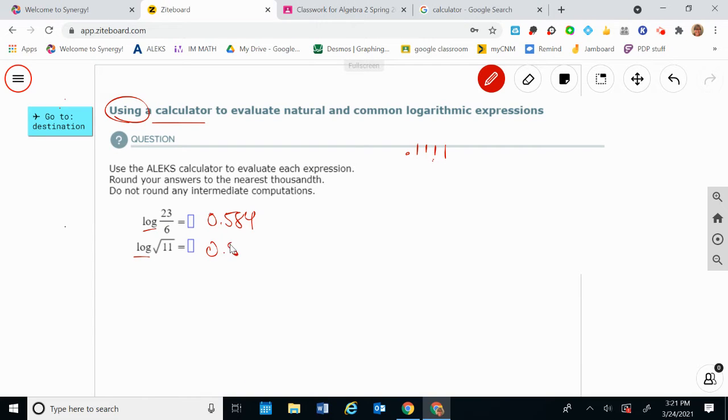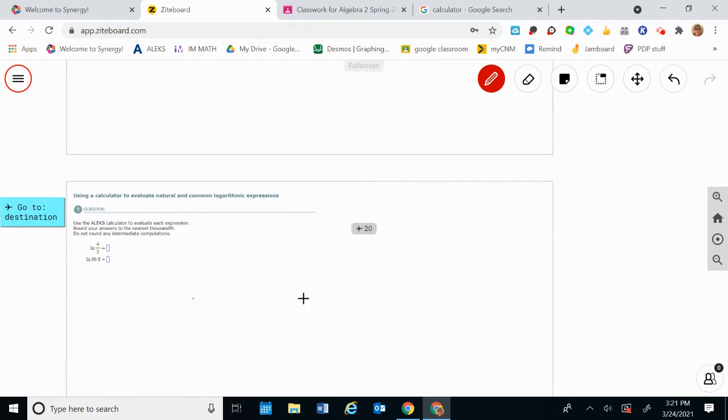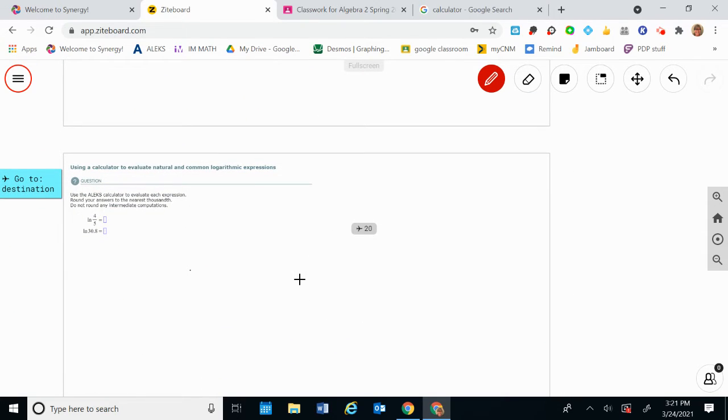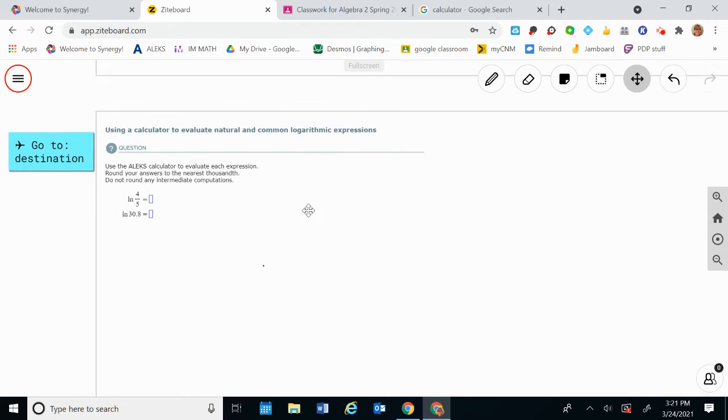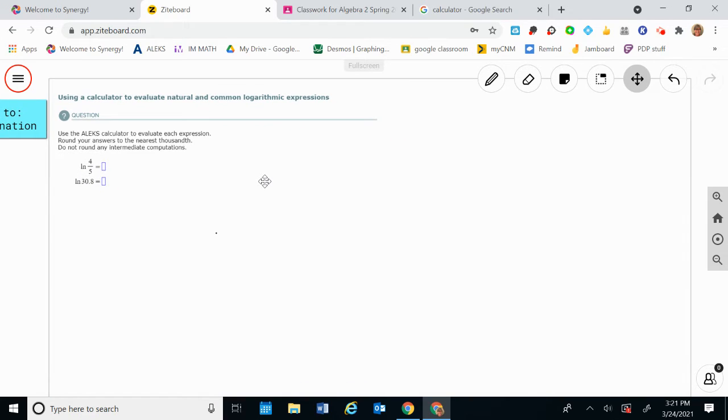0.521, 0.521. Okay, that's all. That's all that one is about. It's just, can you recognize it on a calculator? So I'm going to increase this. I could not make it go bigger for some reason. I don't know why.